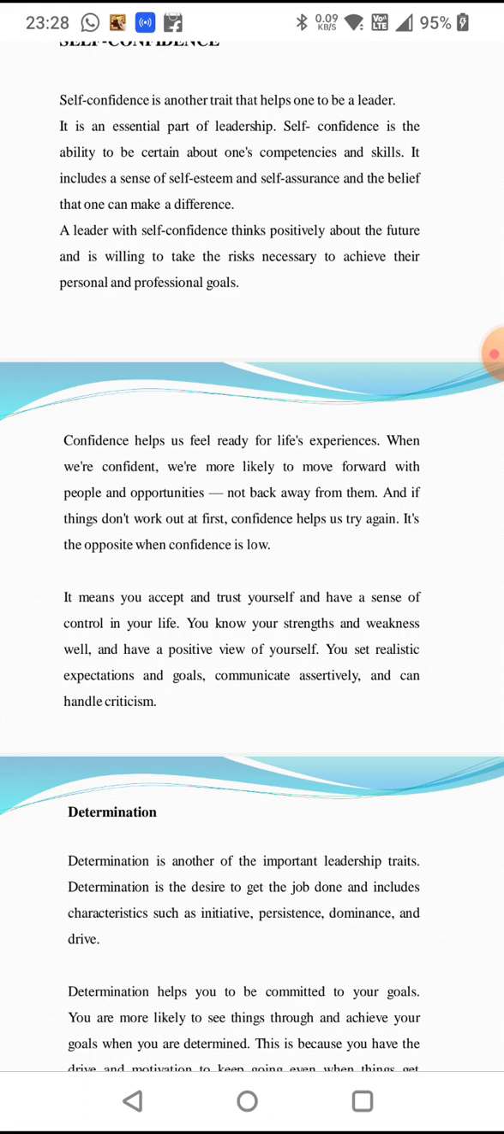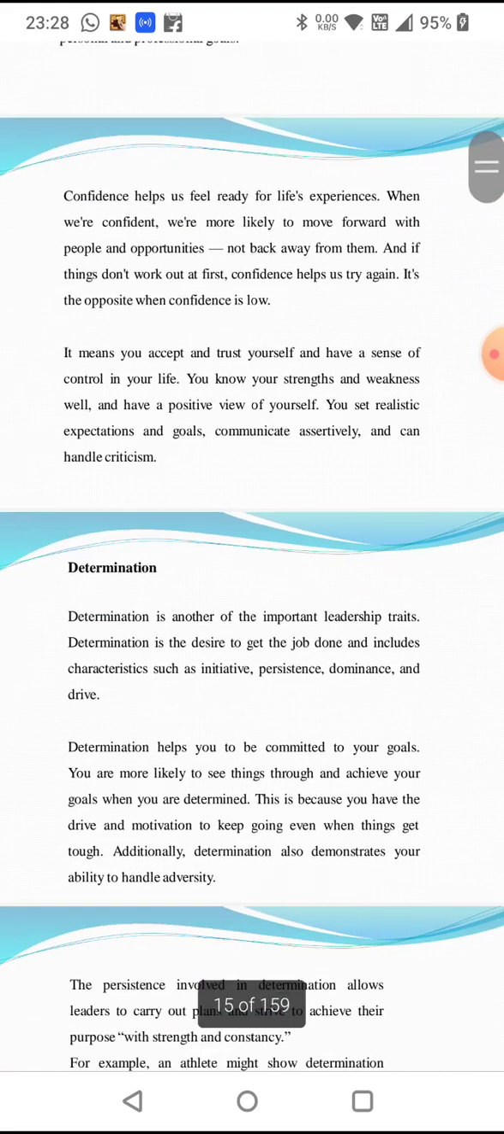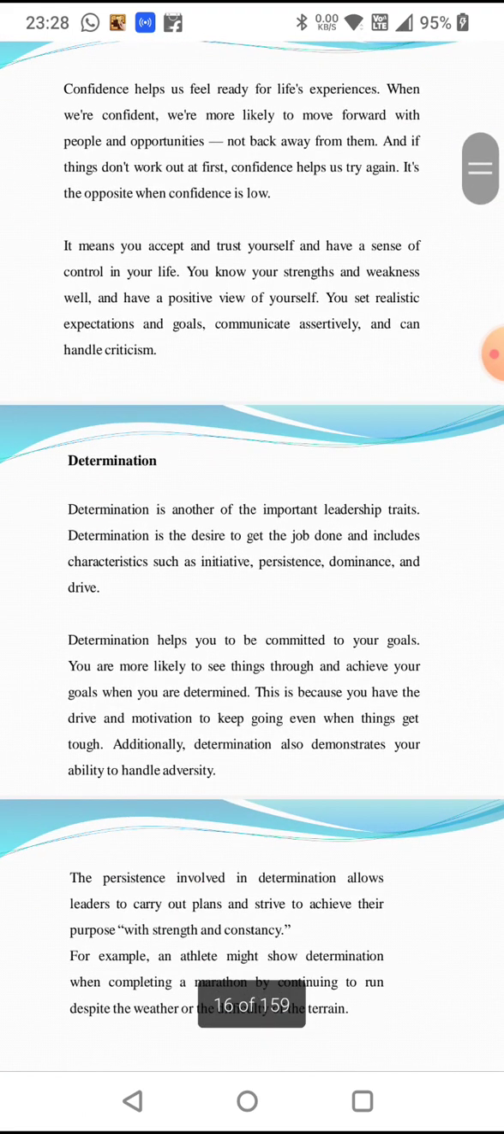So the next trait is determination. Determination is another one of the important leadership traits. Determination is a desire to get the job done and includes characteristics such as initiative, persistence, dominance, and drive.